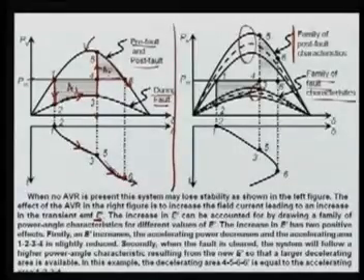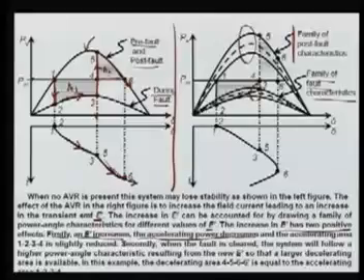So the increase in EF can be accounted for by drawing a family of power angle curves for different values of E prime. The increase in E prime has two positive effects. Firstly, as E prime increases, the accelerating power decreases. Now you can see during this condition, let's suppose your machine was operating at this point and this was your pre-fault condition.